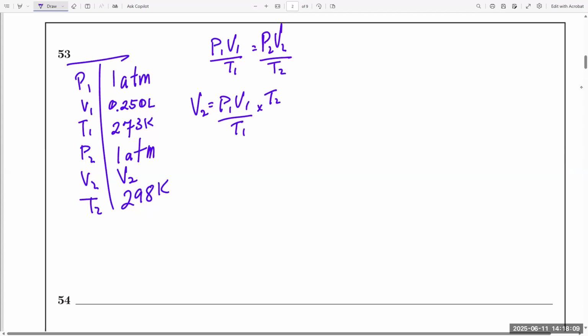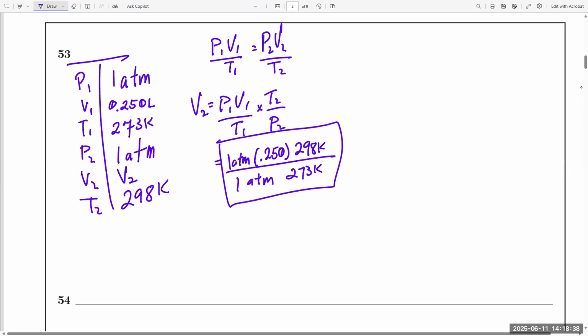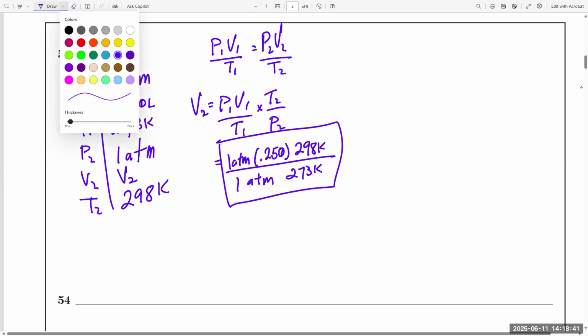So it's going to be like this, right? Like that, okay? Now, plugging in our values, we got 1 atmosphere times 0.250 times T2, 298 kelvins, all over T1, which is 273 kelvins, and P2 would be 1 atmosphere, right? Now, this is the correct answer, but I'm going to pick a different color and tell you an alternative way to do this, right?